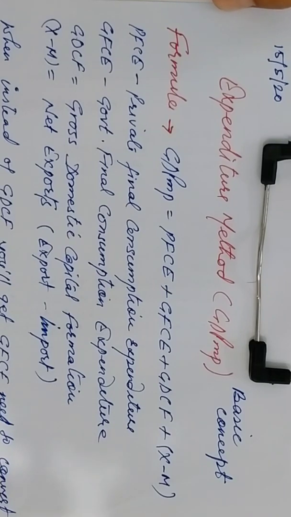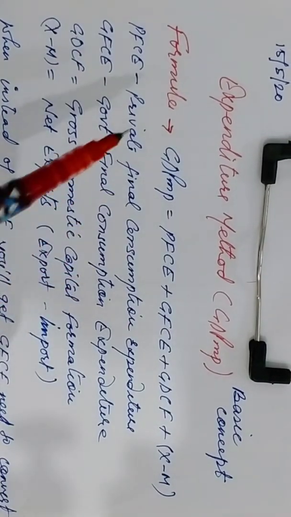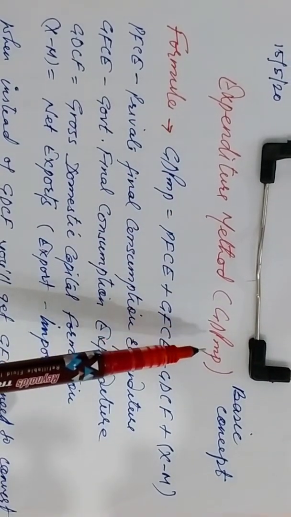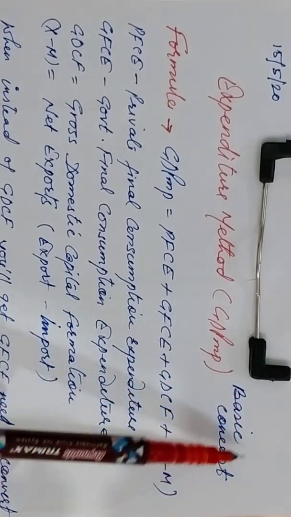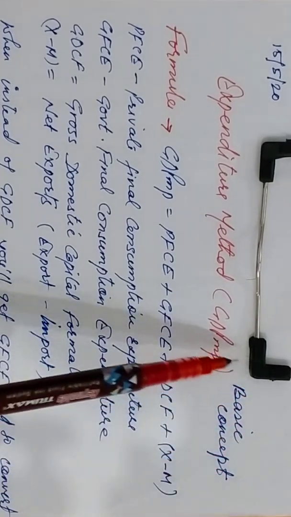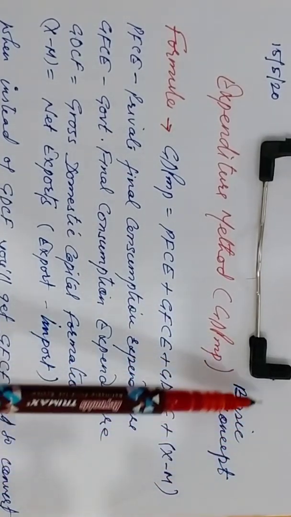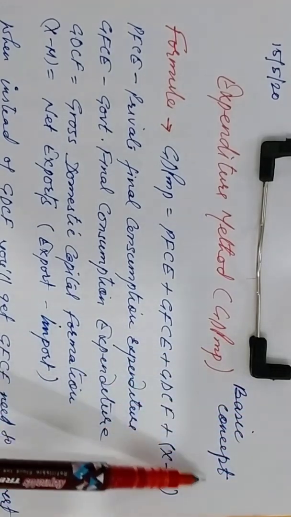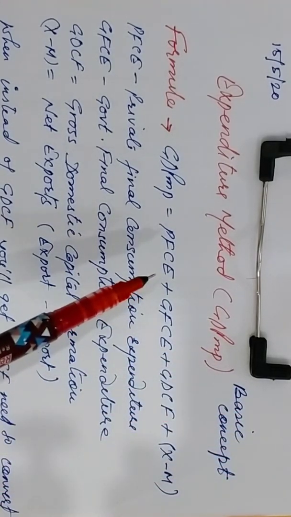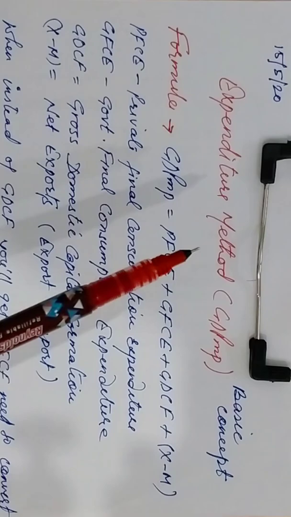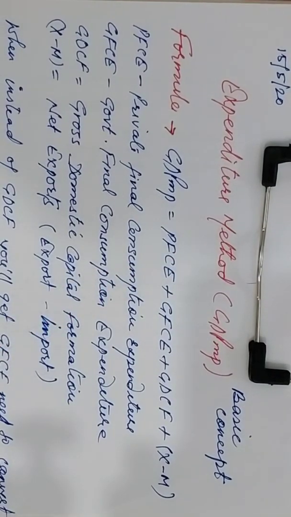Now, today we are going to take our last method of calculating national income, which is the expenditure method. I have already written here: expenditure method, denoted as GDPMP. Today, before the numerical portion, we have to see our basic concept. If basic things are not clear, then you are not eligible to calculate the numerical portion. So I'll start with the expenditure method.